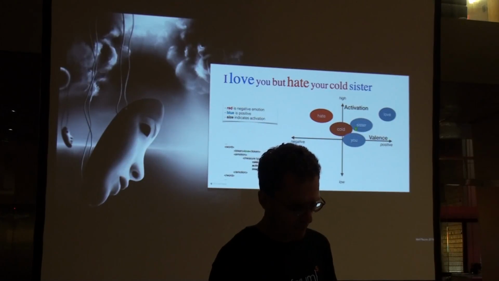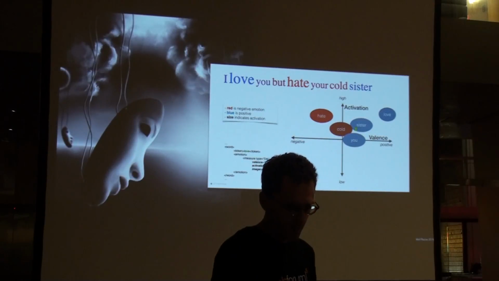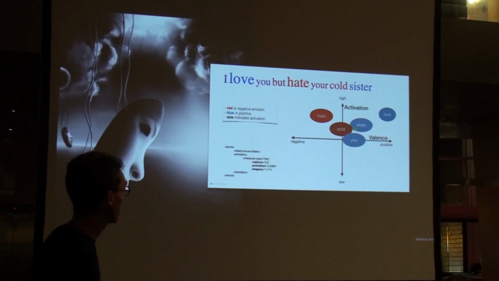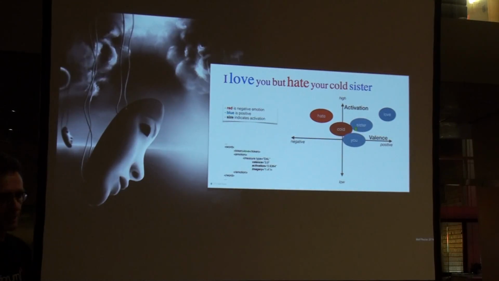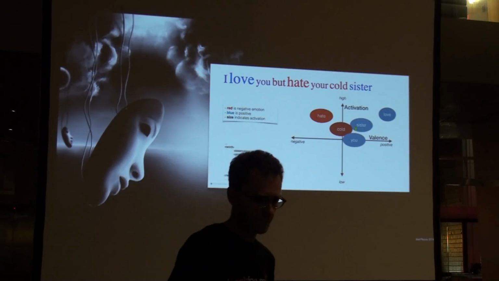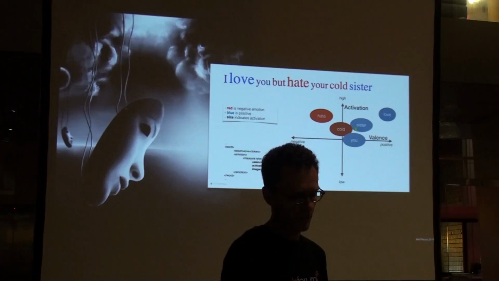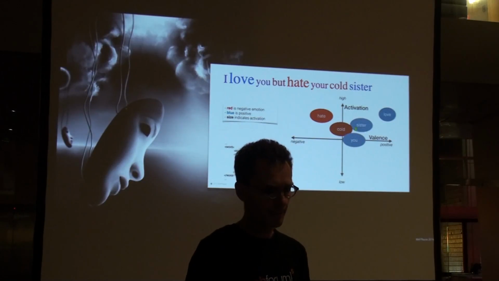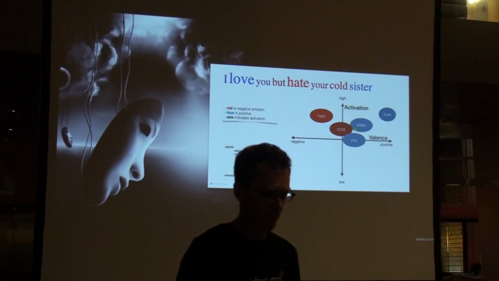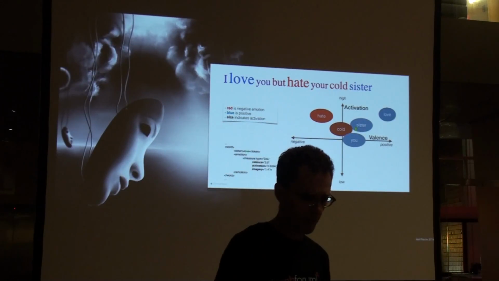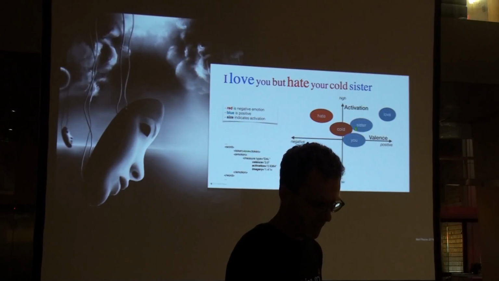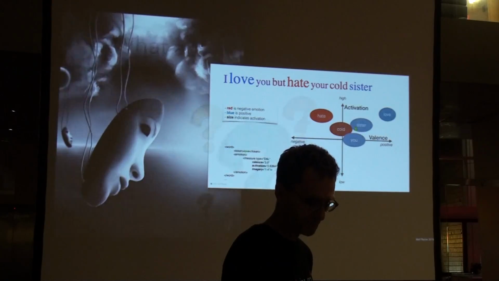We can look at the activation and negativity of certain words. And so here you see a pretty loaded sentence. I love you, but I hate your cold sister. And every word has a different activation. And so you see positive words are in blue, negative words are in red. The redder, the more negative. And the bigger the font, the higher the activation is. So just by choosing different words, you can create an empathetic response.